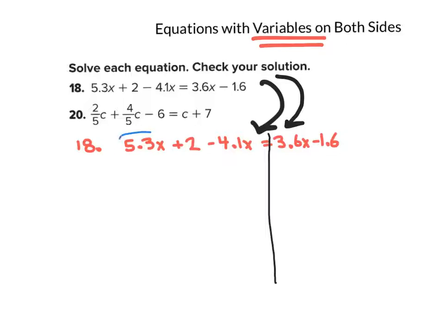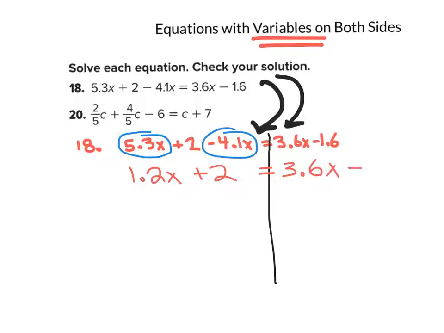So on the left side, I can combine 5.3x and negative 4.1x. Remember that subtraction and negatives are the same. We think of them the same way. So I'm going to add 5.3 plus negative 4.1. And what I get is 1.2x plus that 2. Notice I cannot combine these together as one has an x and the other does not. Okay, on the right side, I cannot combine anything together, so I have 3.6x minus 1.6.